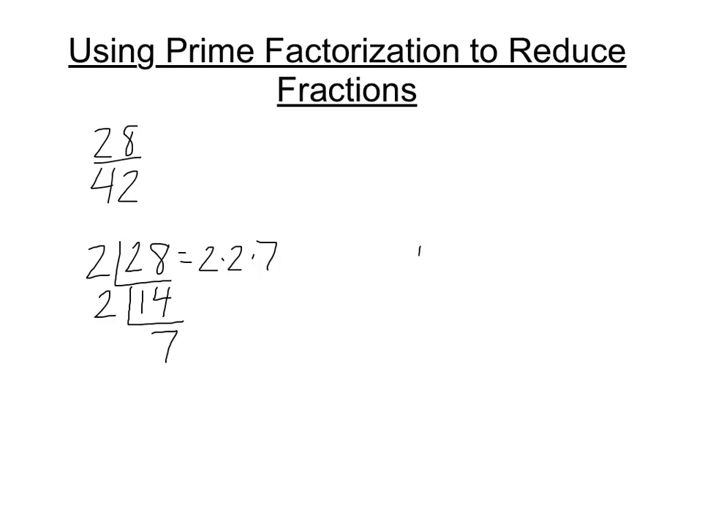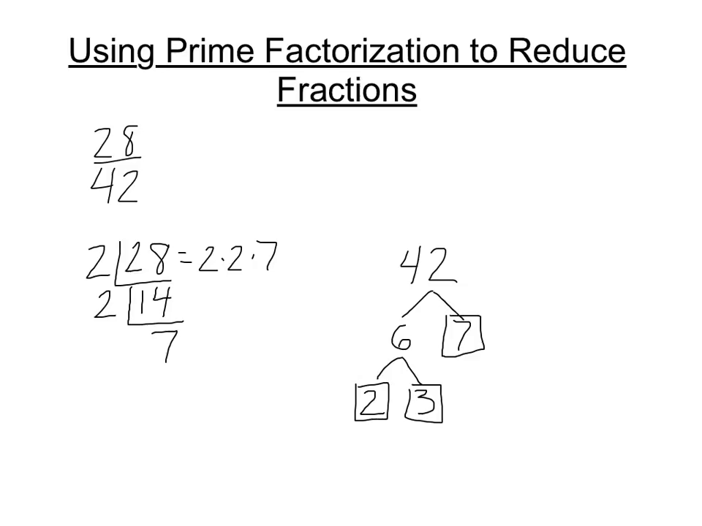Now I need the prime factorization of 42. This time let's do a factor tree. So I know that 42 is 6 times 7. 6 is not prime, so that means I can branch off more. I can branch off into 2 and 3. 2 is prime, so that branch is done. 3 is prime, so that branch is done. For that matter, 7 is also prime, so that branch is done. So the prime factorization of 42, put it all in order, is 2 times 3 times 7.